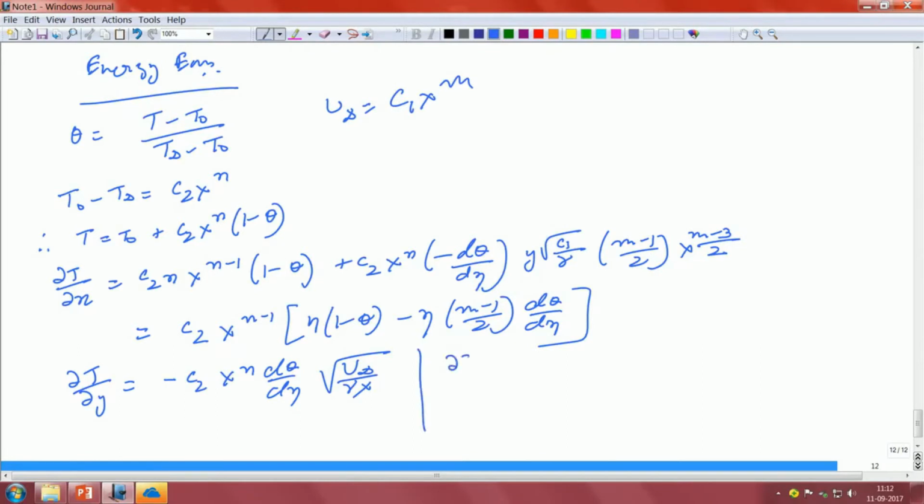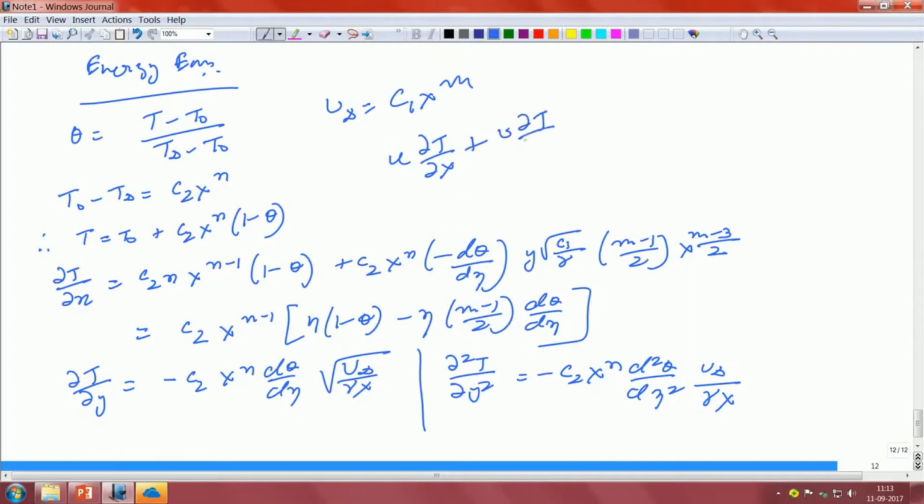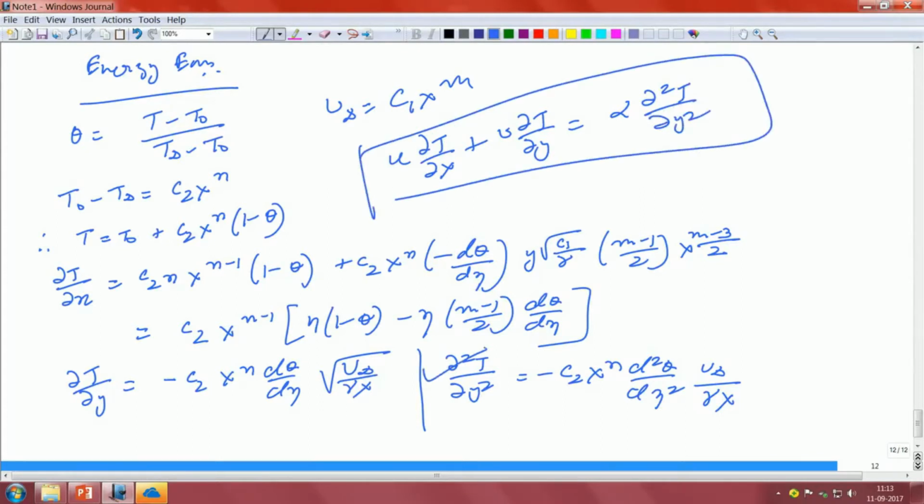Similarly, d²T/dy² is given by C2 x to the power of n, d²θ/dη² times u infinity γ into x. Now, once again, your energy equation is u dT/dx plus v dT/dy is equal to alpha d²T/dy², correct. We have already evaluated these terms, and we already know the functional form of u and v from our earlier momentum analysis, so it should not be a problem.